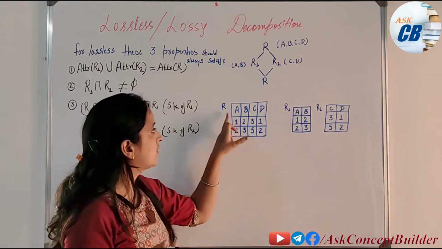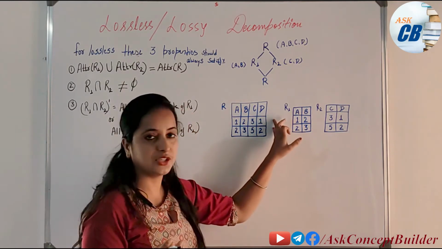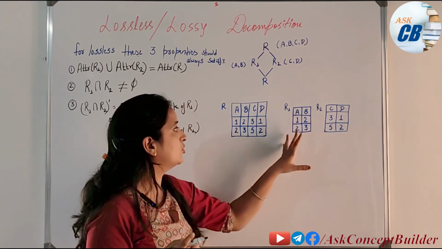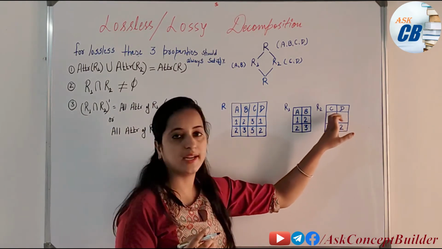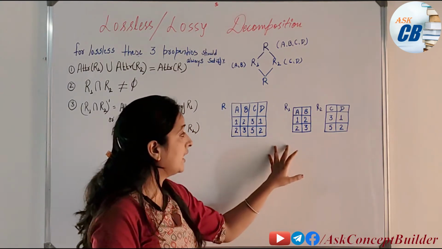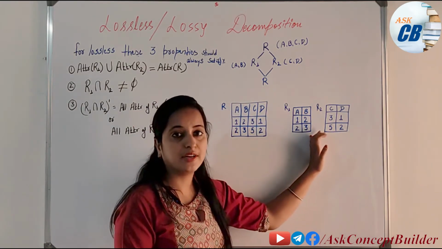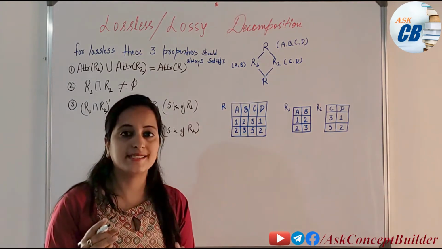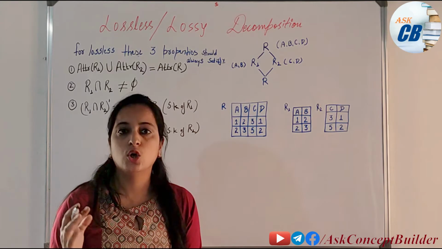This was our relation R, with attributes A, B, C, D and these tuples. Now we have decomposed R into R1 and R2. In one table we have attributes AB and their data, and in relation R2 we have CD and the data of CD. Now we are not having the original table, only R1 and R2. After combining R1 and R2, if I get exactly the same R, then only it is our lossless decomposition.